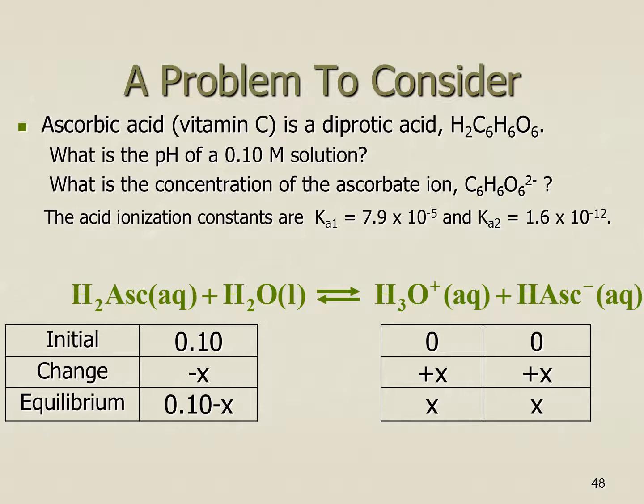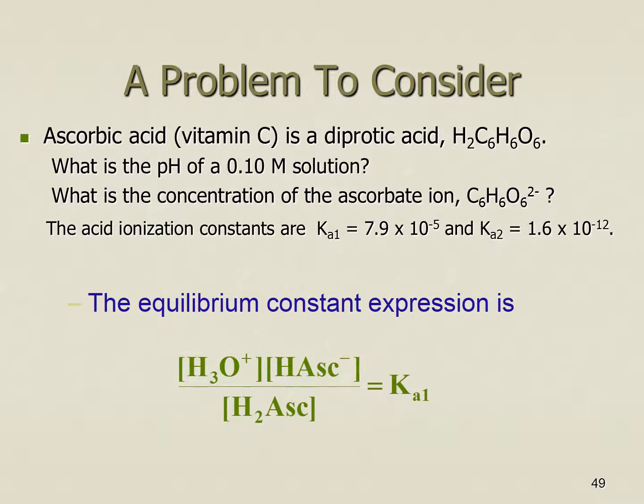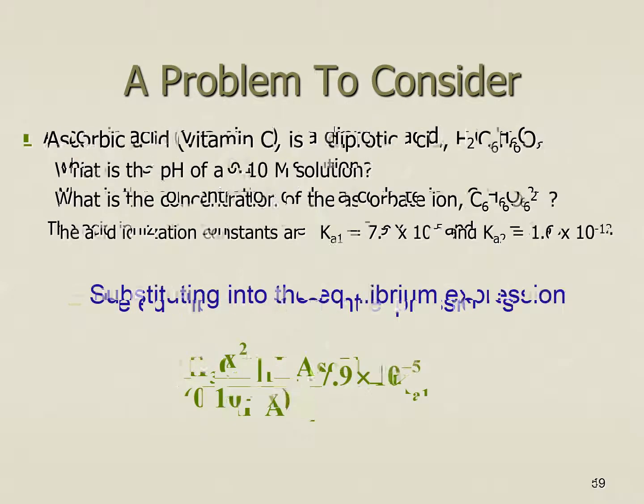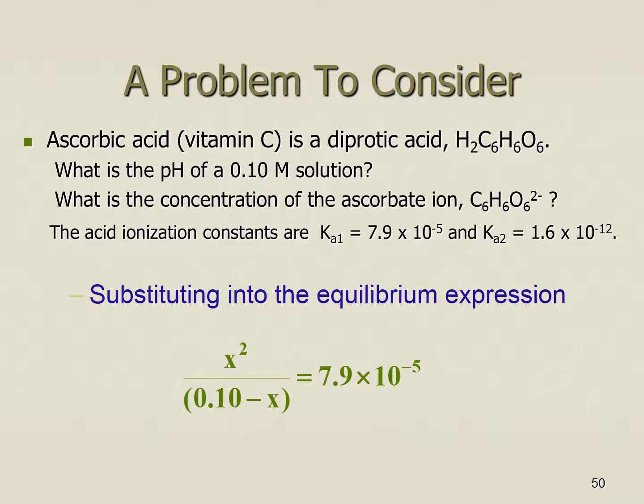So we know our initial concentration of ascorbic acid is 0.1. H plus and HASC negative are 0 until equilibrium is established, and our equilibrium values then are 0.1 minus X, what we started with minus the amount that dissociates. Our H3O plus is equal to X, and our HASC negative is also X. So if we plug it into our equilibrium expression, we get x squared over 0.1 minus x equals 7.9 times 10 to the minus fifth.